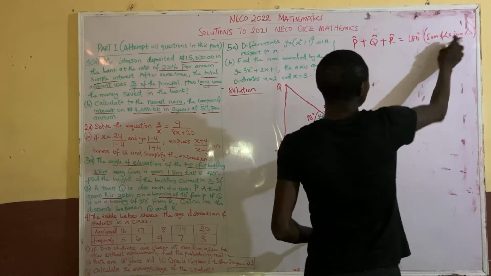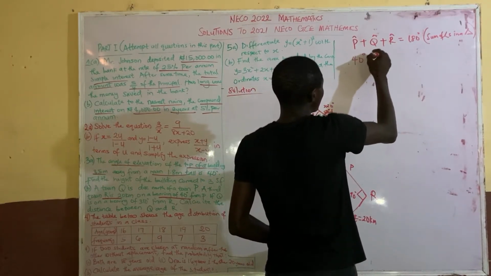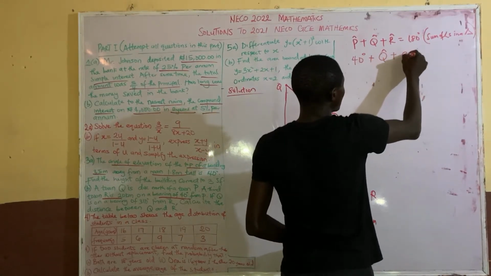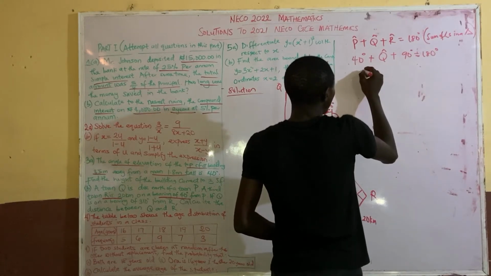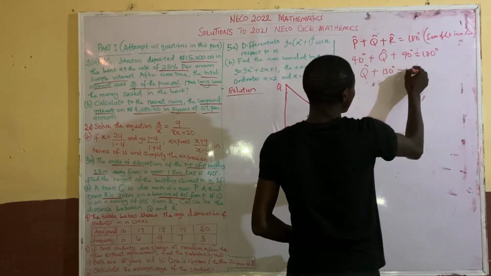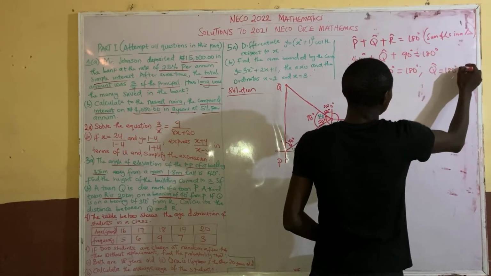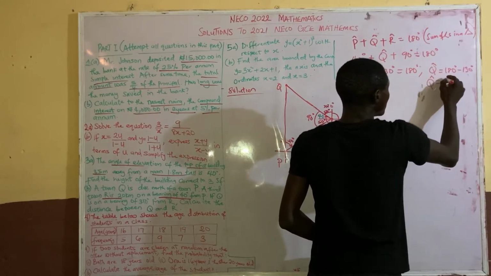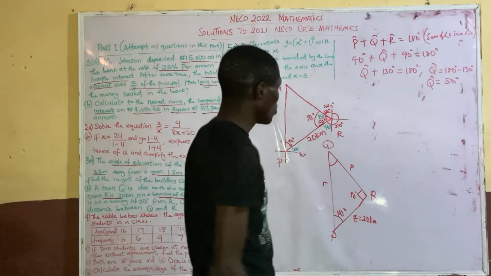This is the addition of angles in a triangle. So we have angle P is 40, angle Q is unknown, but angle R is 90, equals 180. We have to state the reason why I am taking that step. So we have Q plus 40 plus 90, which is 130 degrees, equals 180 degrees. So Q equals 180 degrees minus 130 degrees. So Q is 50 degrees. So we have gotten Q now.